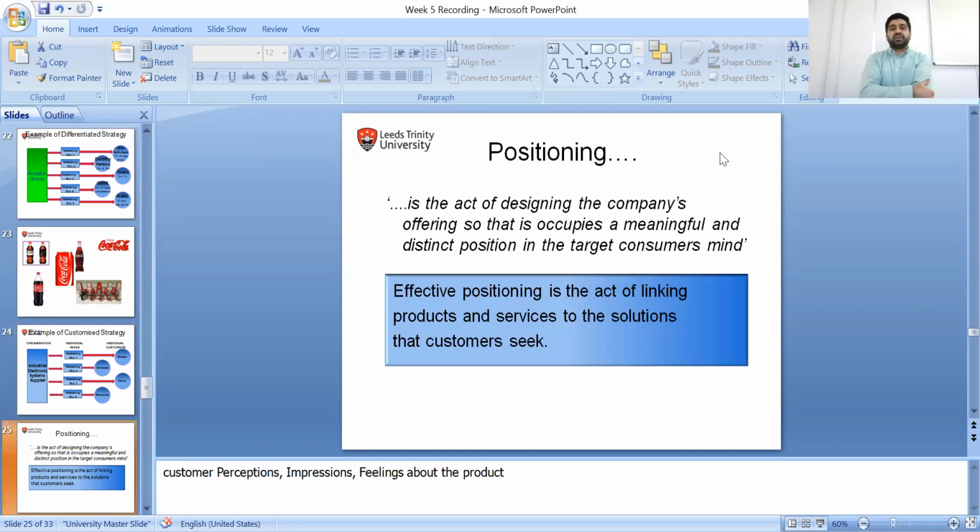Positioning is the act of designing the company's offering so that it occupies a meaningful and distinct position in the target customer's mind. Basically, positioning is all about the perceptions, impressions, and feelings about the product the company is offering in the market. Effective positioning is the act of linking products and services to the solution that customers are seeking.